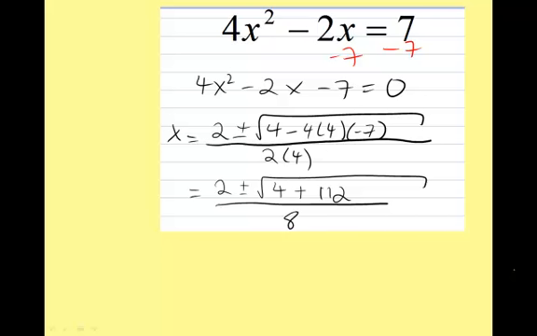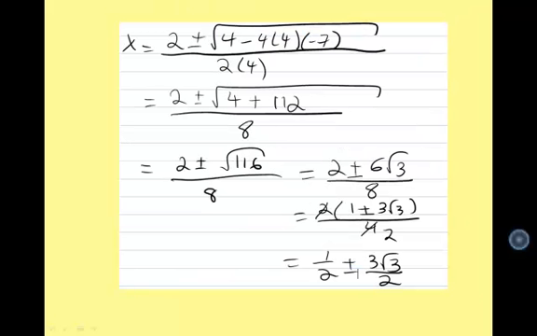If you simplify it and add your like terms, you end up with 2 plus or minus square root of 116 over 8. 116, you can simplify as 36 times 3, so you get 6 root 3. Notice in the numerator you get 2 and 6, so you can factor out a 2, which leaves you with 1 plus or minus 3 root 3. Now the 2 cancels the 4 in the denominator, so your final answer could be 1 plus or minus 3 root 3 all over 2, and you can separate the two fractions.